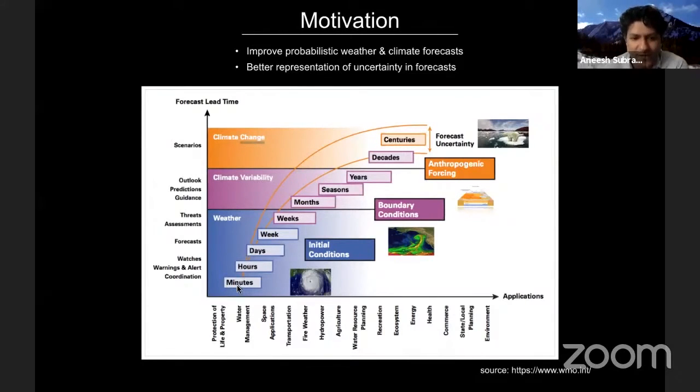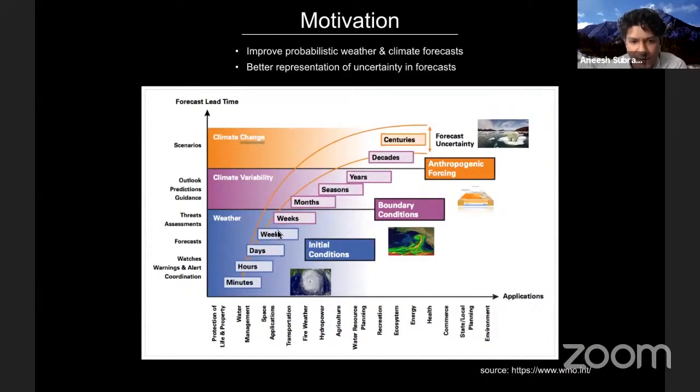So for instance, at timescales of minutes to hours, the information we need is mainly for warnings, alerts, saving lives, saving property. For instance, if there's a hurricane coming in and making landfall, evacuating people out and trying to save property. So that's information that's given out as warnings and alerts from forecasting centers.